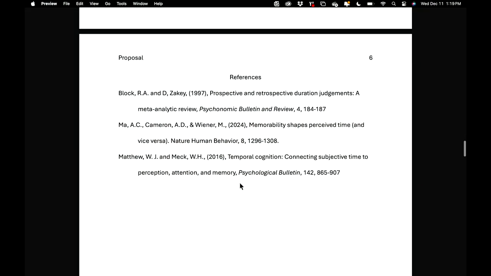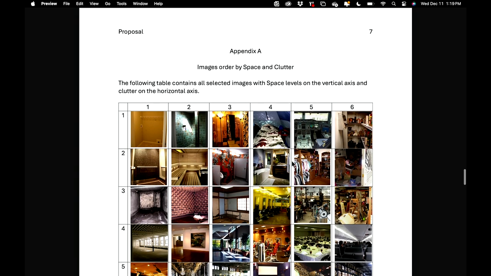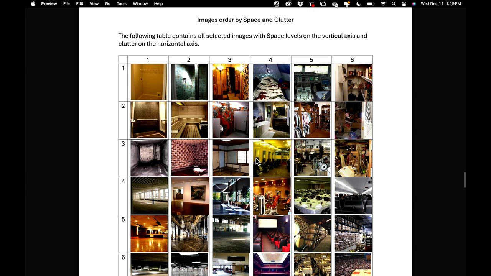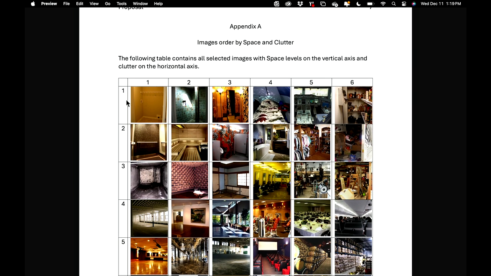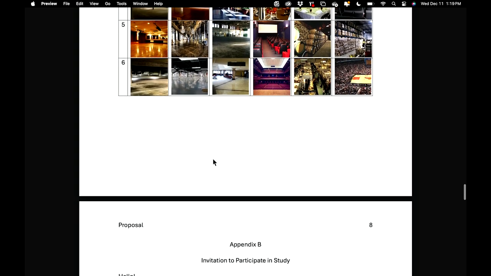We start going into my appendix. Appendix A, I've collected all the pictures that I'm going to use and put them in a table here. As you know, I'm going to be looking at space and clutter. And so the increased size of space is along my vertical axis and increased clutter along the horizontal axis. So here's the smallest space with the least clutter, and here's the largest space with the most clutter going across all these. So that's going to be my study.